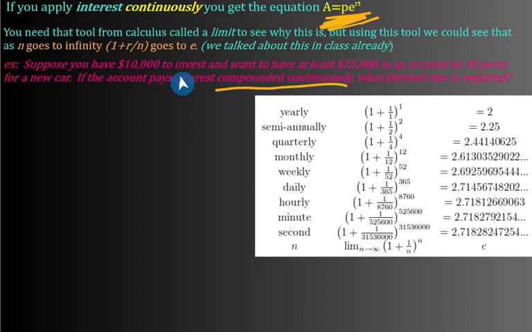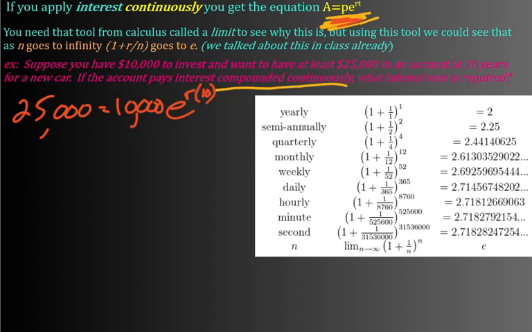So let's suppose that we have 10,000 to invest, and we want to have at least 25,000 in an account in 10 years for a new car. If the account pays interest compounded continuously, what rate would be required to do that? Okay, so if we use this and set it up, we want 25,000 at the end. We have 10,000 to invest, which is a pretty good amount, right? Compounded continuously, so we have an e there. We want to know the rate, and we want this money in 10 years, so we put a 10 right there, okay?